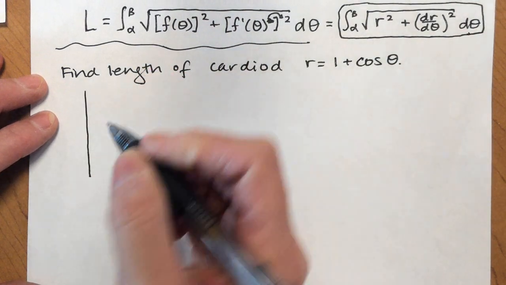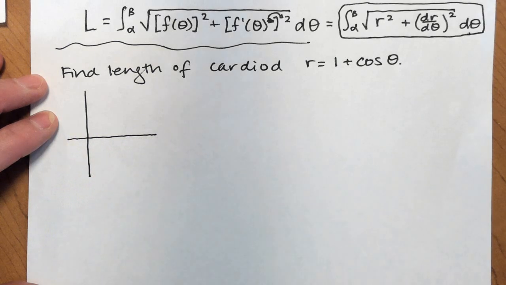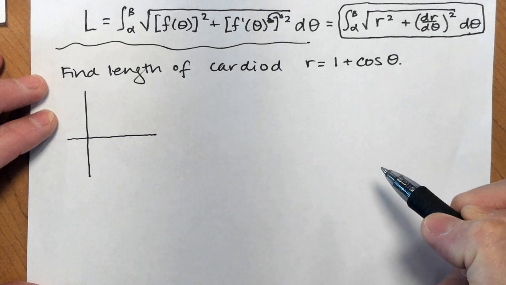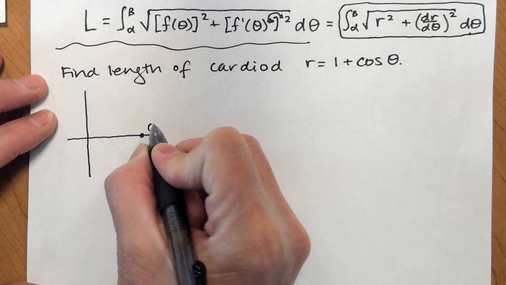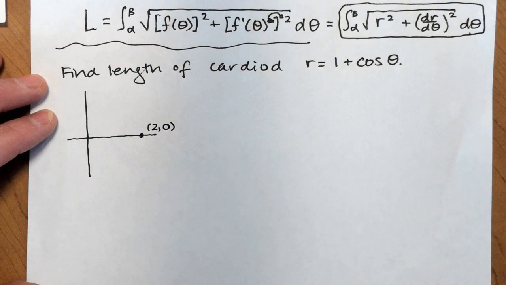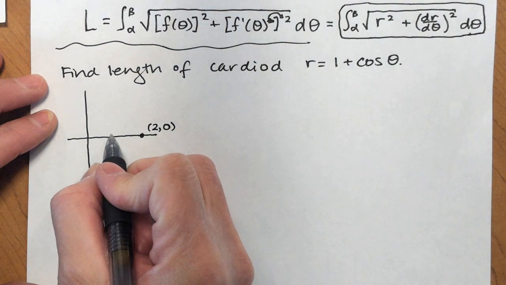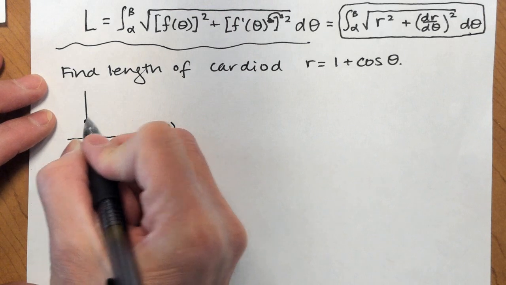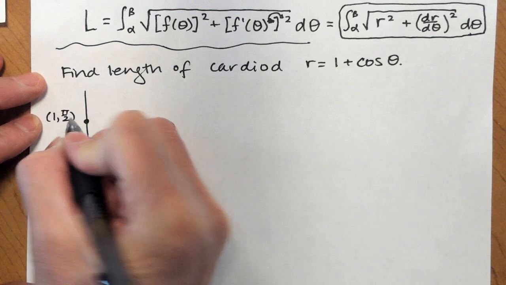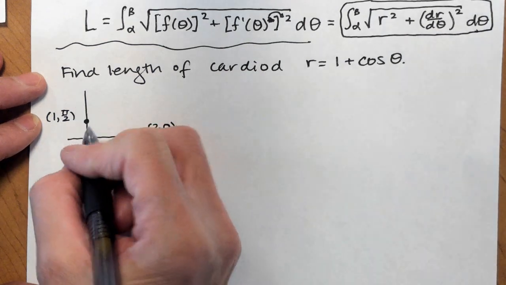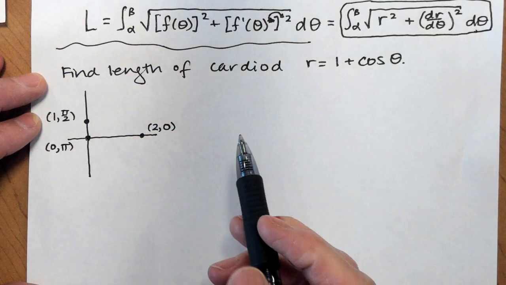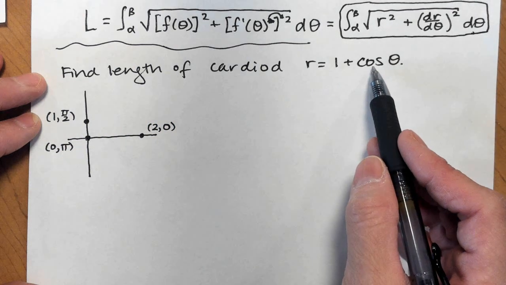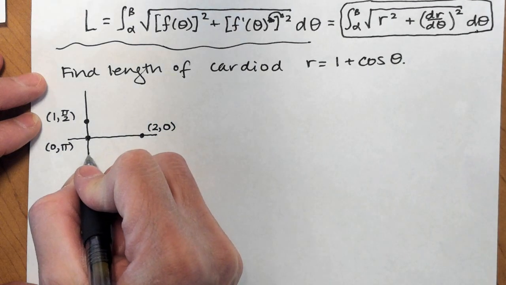I'm going to just do the critical values and the nice family, easy points to plot for cosine. Okay, so the cosine of 0 is 1, so we have 2, 0. R, theta is 2, 0. The cosine of pi over 2 is 0, so we have 1, pi over 2. The cosine of pi is negative 1, so that gives us 0, pi. Maybe at this point you realize there's symmetry. The cosine of 3 pi over 2 is 0, so we're going to get 1, 3 pi over 2.